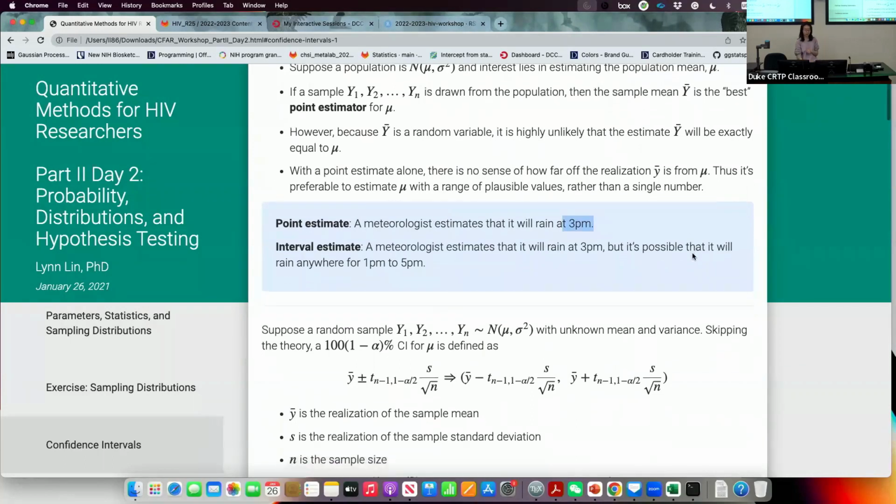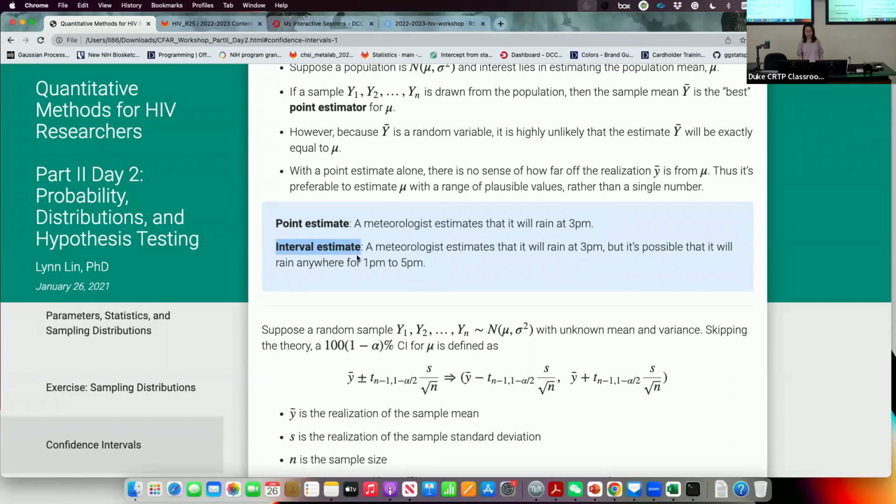But if you want to gather more information, what's the range? Well, obviously we know the high chance is at 3 p.m., but there's always another chance to be a little bit different from 3 p.m. So this is called the interval estimate. You probably heard of the confidence interval. Whenever you provide a point estimate, people tend to provide the confidence interval, an interval estimate associated with this point estimate.